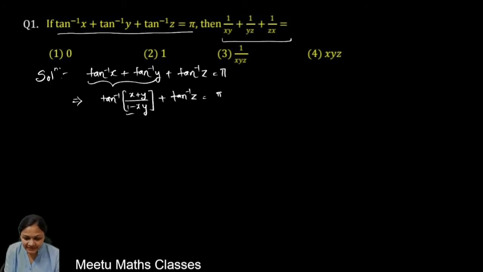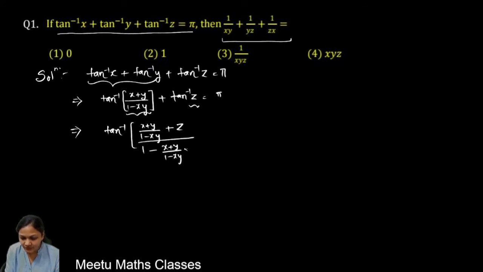Now consider this as x and this as y. So tan inverse x plus tan inverse y, again write down the formula for tan inverse x plus tan inverse y, is tan inverse of x plus y upon 1 minus x into y. Okay, this is the formula, plus tan inverse z is equal to pi.